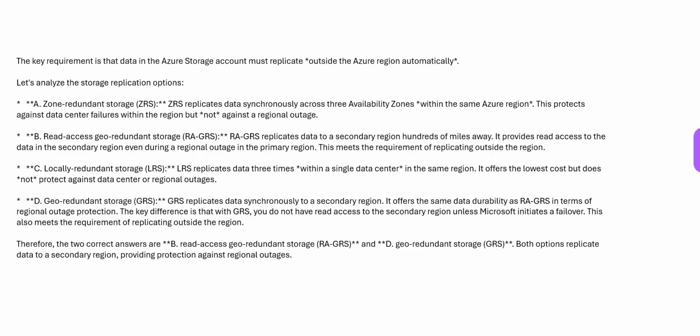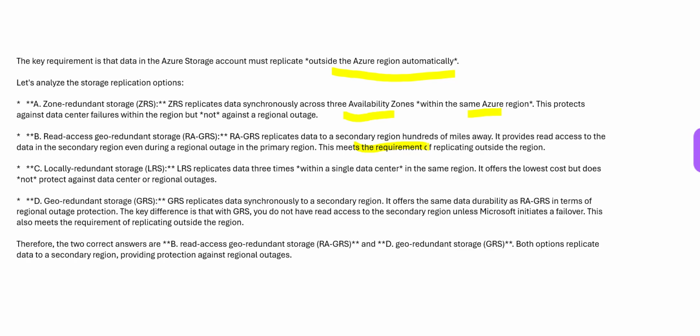So this is the explanation. We can go through this. Basically, the key requirement is you want to replicate outside the Azure region automatically. If you use zone, like ZRS, it replicates across three AZs within the same region. If you use RA-GRS, you can have a secondary region hundreds of miles away. You can replicate that. So this is our answer.